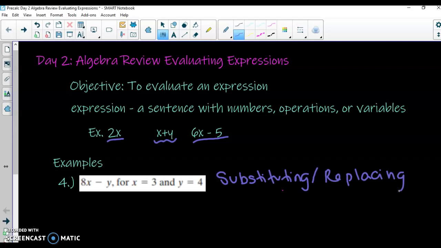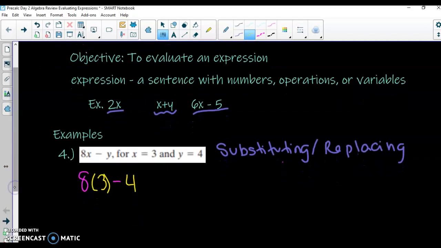So in number 4, which is in your homework, you're going to have 8x minus y. X is the value of 3, so we're just replacing it with 3, minus the value of y, which is 4. Order of operations tells us to first multiply 8 times 3, and that is 24, minus 4, which is now 20.